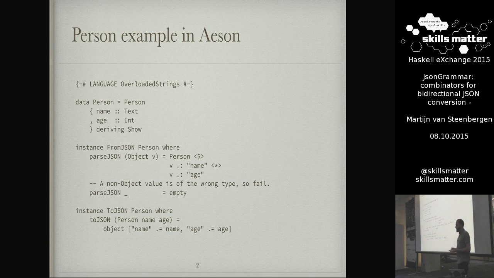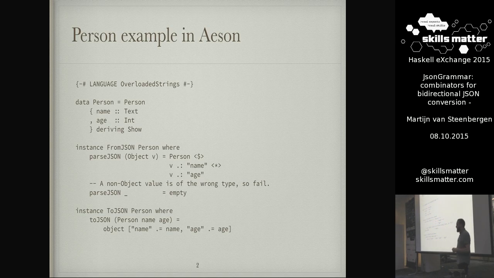So the example in the documentation is we have a data type with two fields, name and age, and you write your FromJSON instance where you say, if I parse a JSON object, I'm looking for these two fields in a JSON object, and I'll wrap it in a Person constructor. And any non-object will fail. And the other way around is if you have a Person value, you wrap it in an object. So the problem with this is you're basically writing the same thing twice. Because if I show you parseJSON, you can write toJSON, and the other way around.